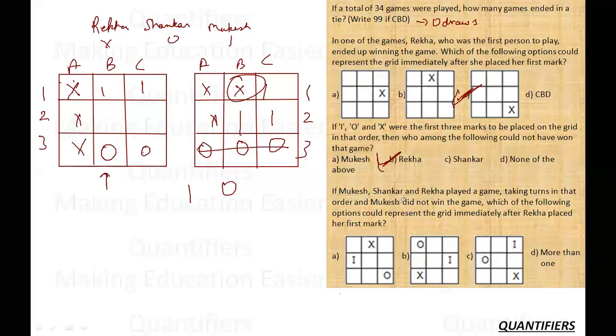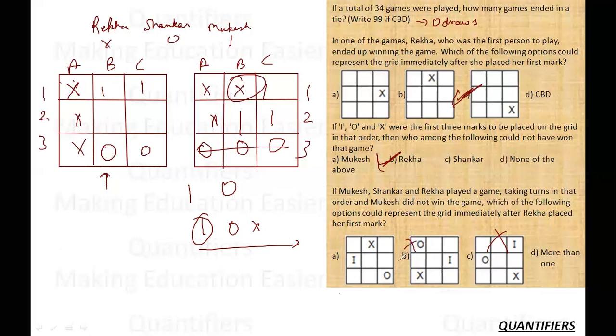Last. If Mukesh, Shankar and Rekha played a game taking turn by turn. So Mukesh is I, Shankar is O, Rekha is X. They played the game taking turn by turn. Mukesh did not win, meaning I did not win. So if I did not win, I must not be in the corner. So this is out. So it can be either this or this. Which of the following would represent the grid after Rekha left her first mark?